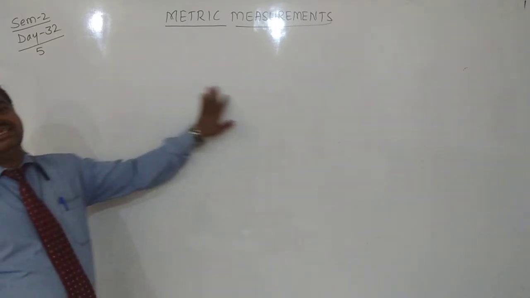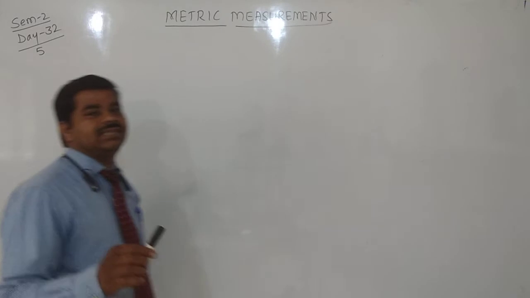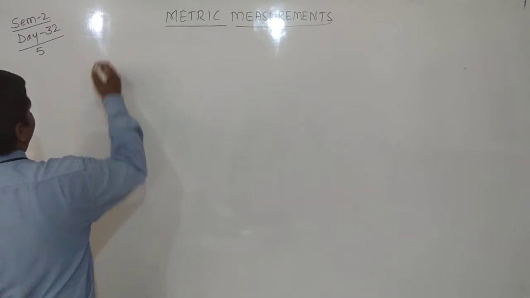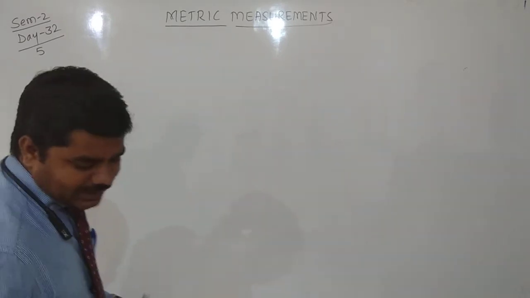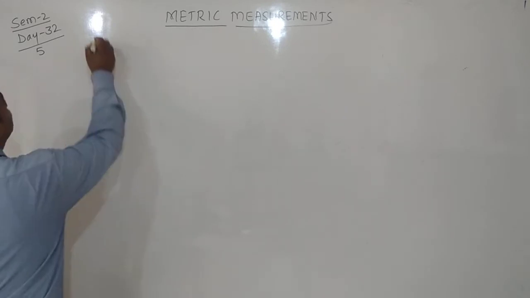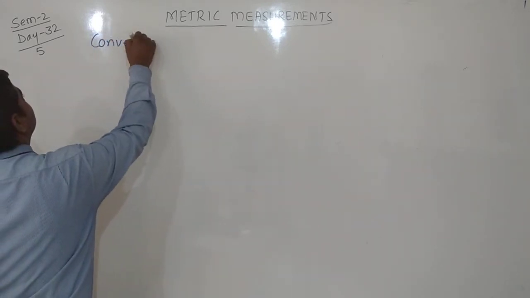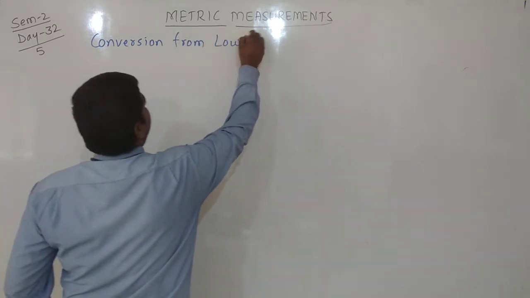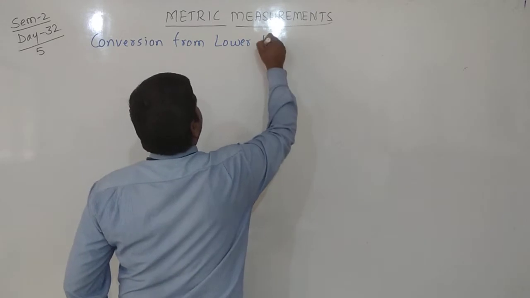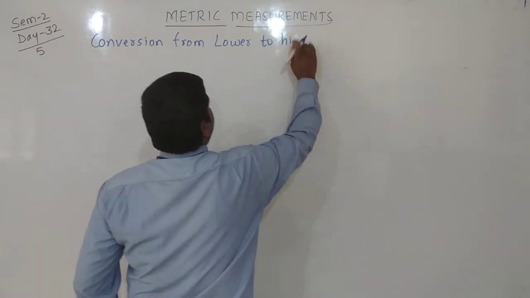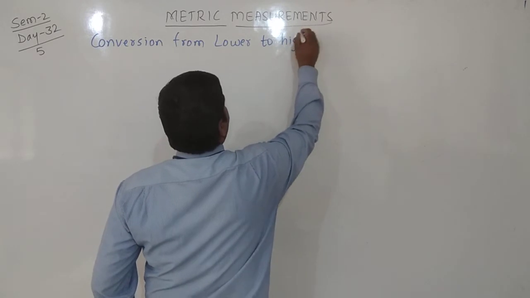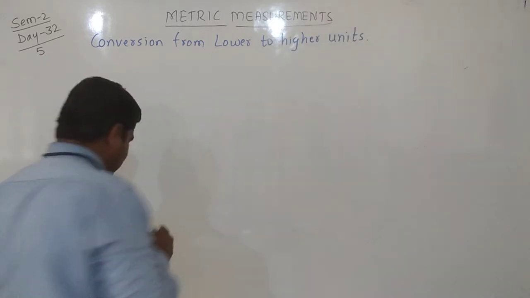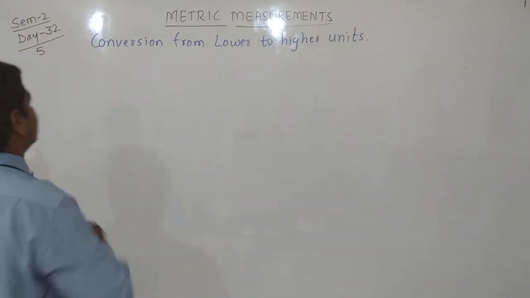Now we'll see in this section the conversion of lower units to higher units. That's very simple. The metric measurements conversion from lower to higher units. It's very simple. We learned already the conversion of higher units to lower units.